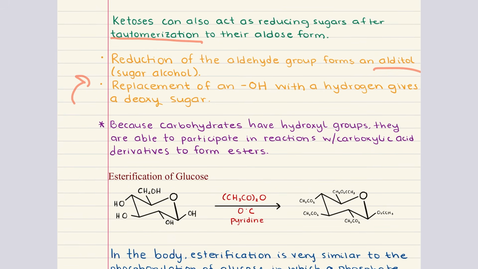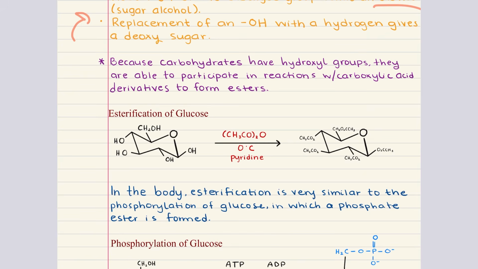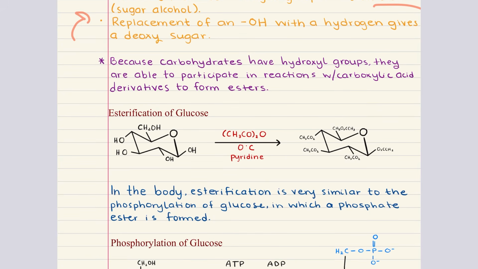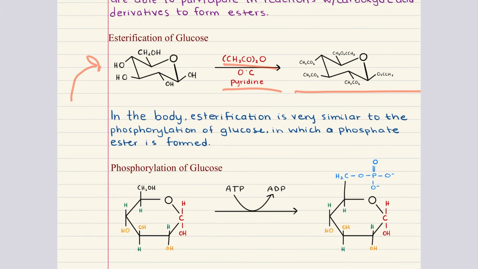Now, there's another important class of reactions we want to talk about. Those are esterifications. Because carbohydrates have multiple alcohol groups, they can react with carboxylic acid derivatives to form esters. Let's look at this example. Glucose here is being treated with acetic anhydride in the presence of pyridine. Each hydroxyl group here is then converted into an acetate ester to give us the following product. Now, in the body, a similar reaction happens, but instead of acetic anhydride, we use phosphates.